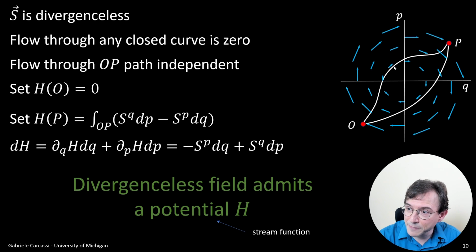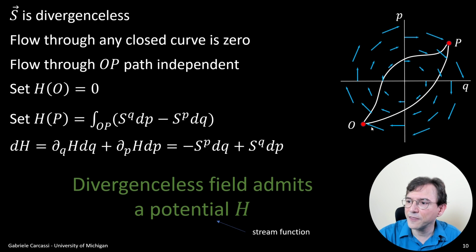Meaning that the flow over this part is going to be equal to the flow over this part. And so the flow through OP is path independent. No matter what path we choose between O and P, the flow through that surface has to be equal to all the other surfaces. And so what we can do is pick a point, this O, and set a function there, our function h, to 0.